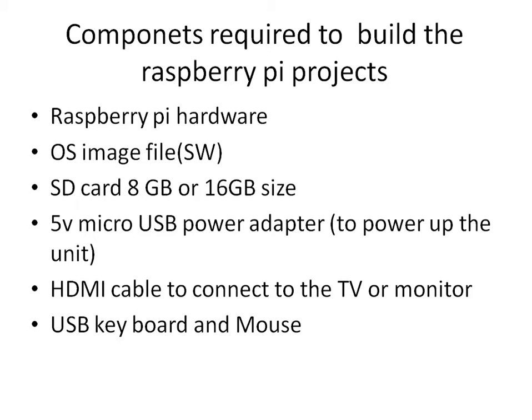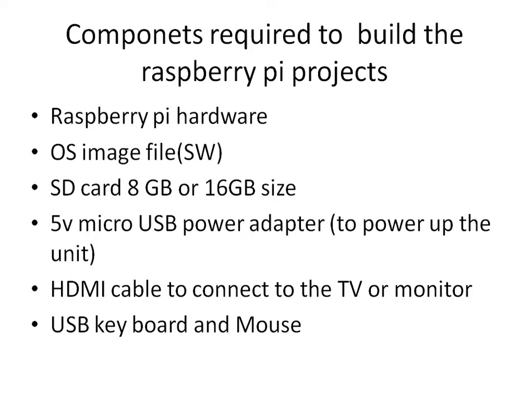Components required to build the Raspberry Pi projects. You need a Raspberry Pi hardware, and you need an OS image file, which you can download from the internet. That is the software or operating system required for the Raspberry Pi to run. And you need an SD card of 8 GB or 16 GB size. This is the one on which we will be installing the operating system.